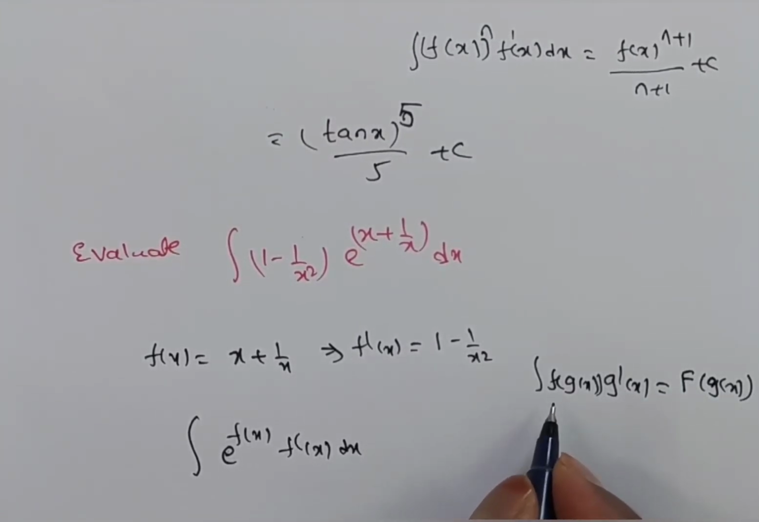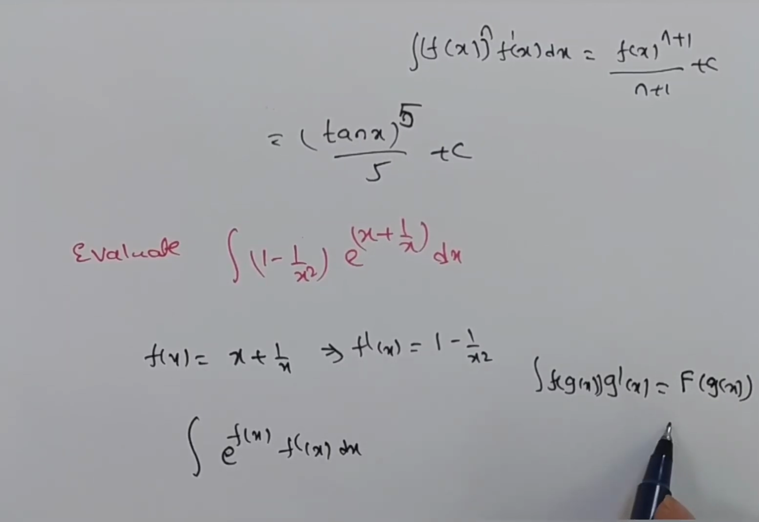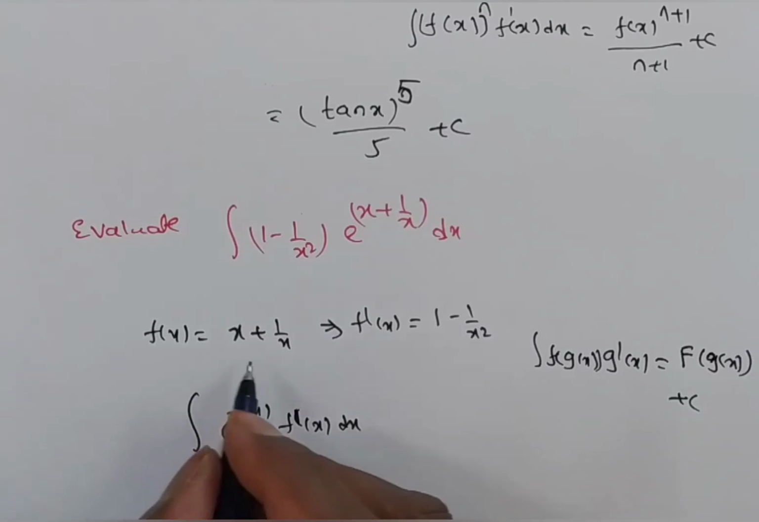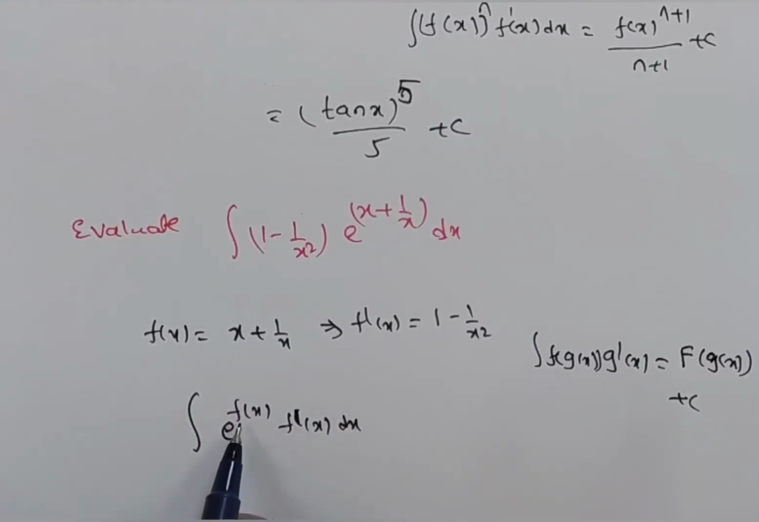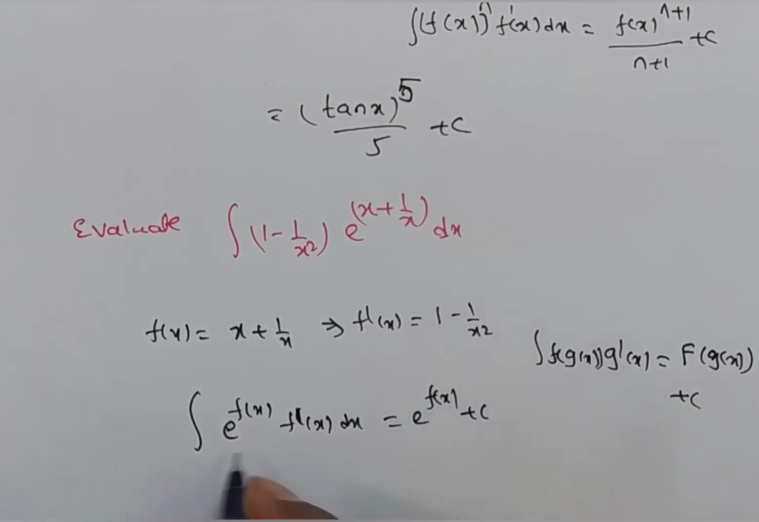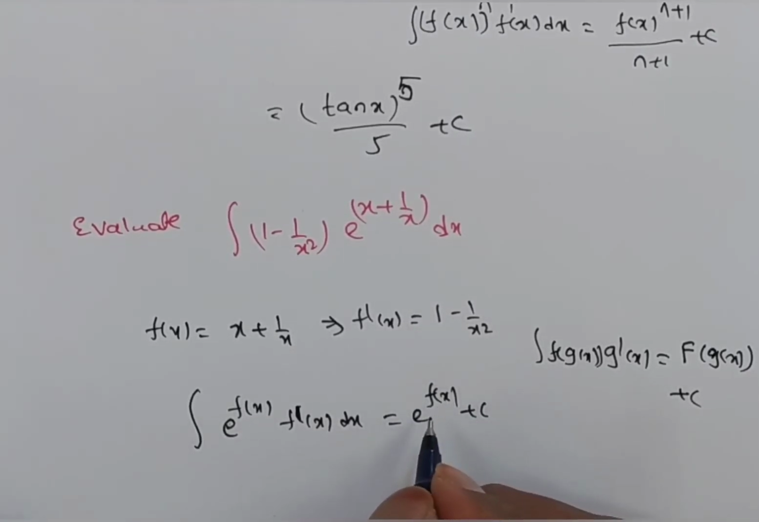We are integrating f dash of x into e to the power of f of x. So here f of x is there, e power f of x, and the derivative of f of x is beside it. So you can say this is e to the power of f of x plus c. That's it, because the integration of an exponential is the exponential only, directly.